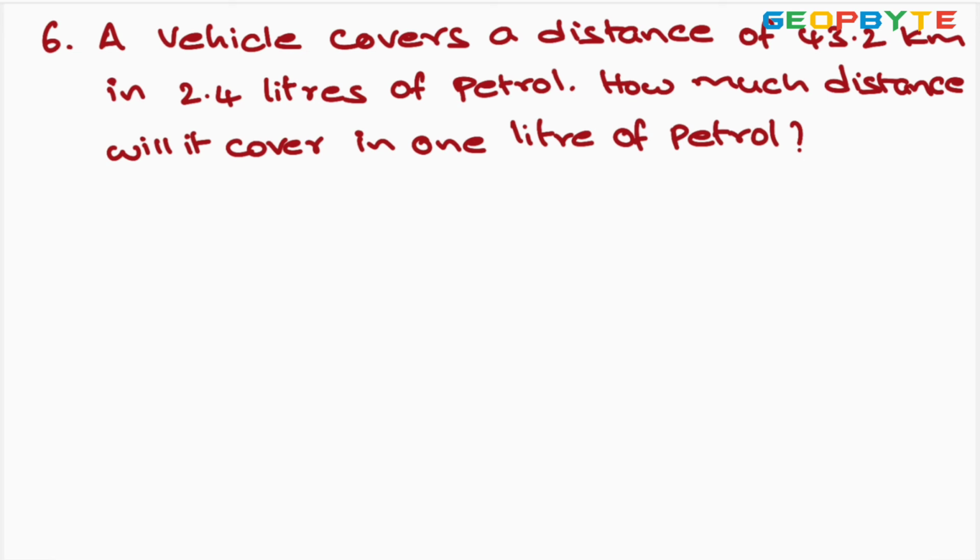Next, question number 6. A vehicle covers a distance of 43.2 kilometers in 2.4 liters of petrol. How much distance will it cover in 1 liter of petrol? From the question, it is given that the total distance covered by a vehicle in 2.4 liters of petrol is 43.2 kilometers.